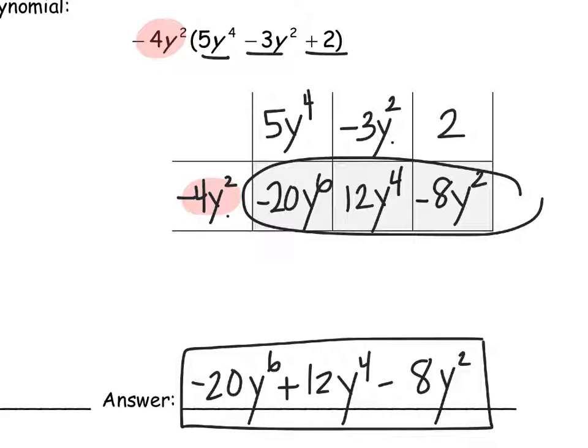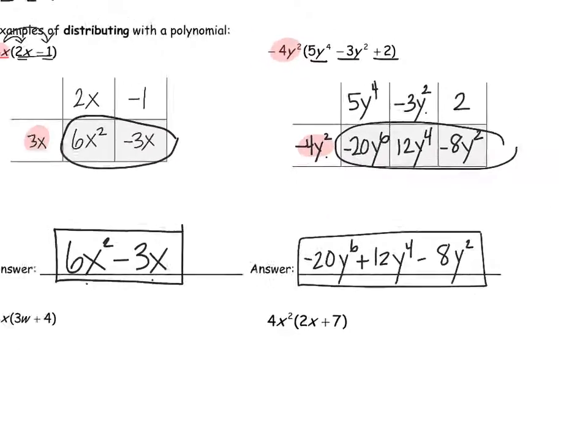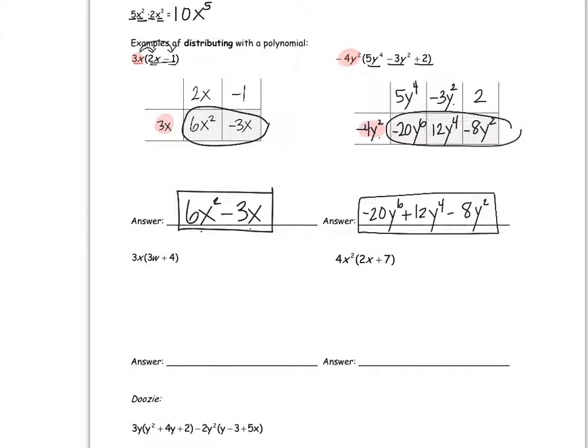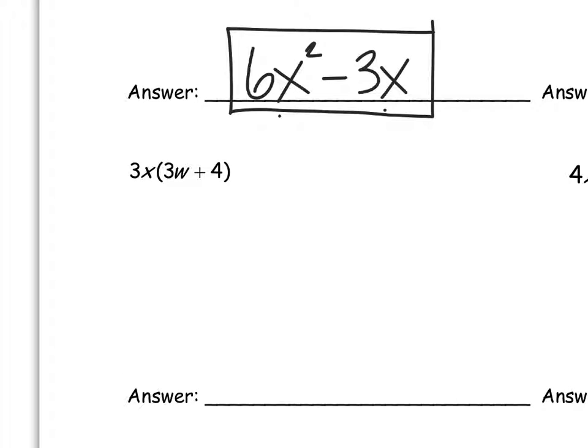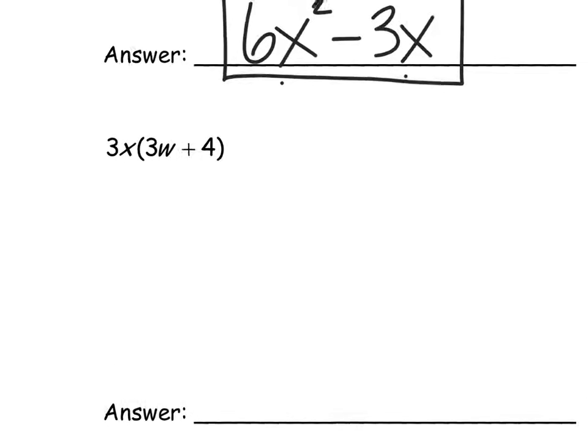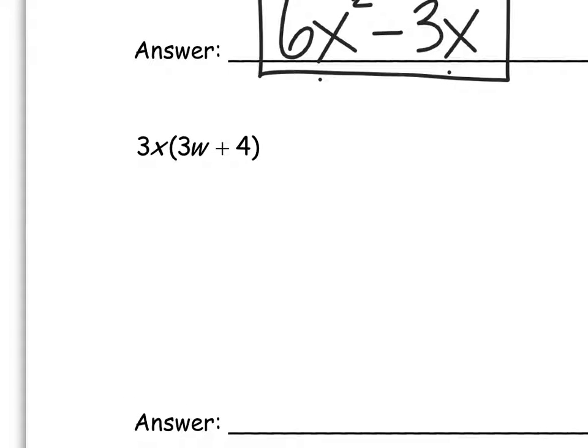Alright, so the box method is helpful, again, just to keep us organized, but if we don't have the box method, we can still just multiply using distribution. So we're just going to do this one with distribution. I'm going to take my 3x out front, and I'm going to multiply it to 3w, like that, and I'm going to multiply it also to 4.